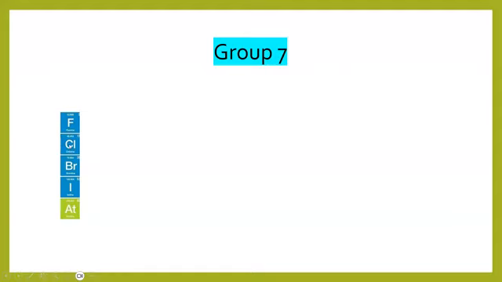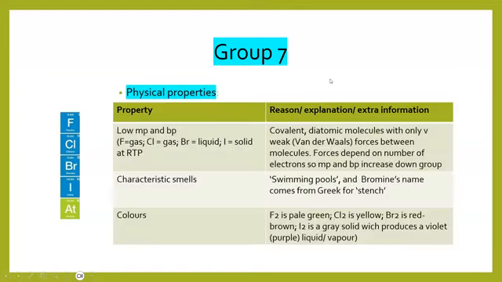Most people have come across chlorine because of swimming pools. They may have come across iodine because of tincture of iodine, a solution which is used on wounds. Physical properties are really important in the halogens. You need to know why they have low melting points and boiling points, and therefore are gas, gas, liquid, solid. Gas, gas, liquid, solid going down the group.